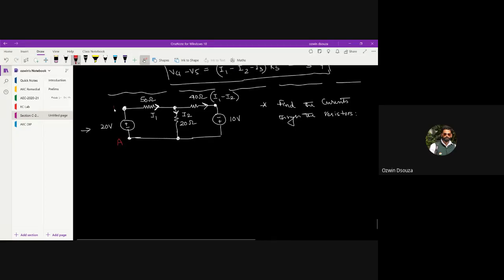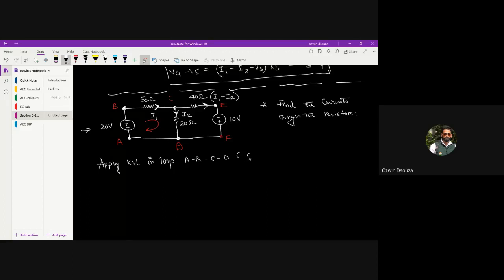Say A, B, C, D. Let's say my traversal is in clockwise direction, and this is E and this is EF. Okay, so apply KVL in loop A, B, C, D.